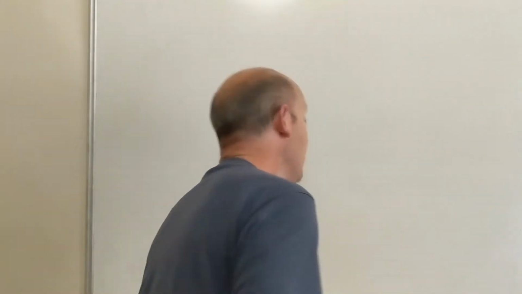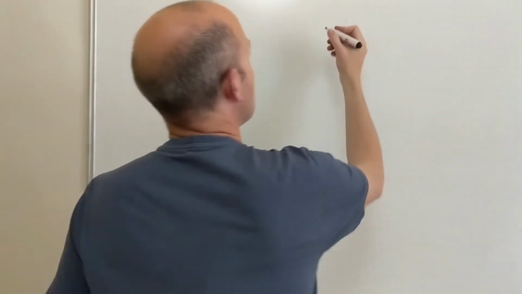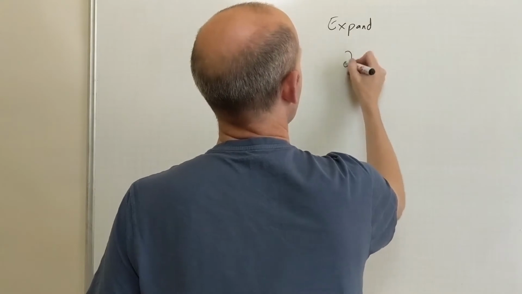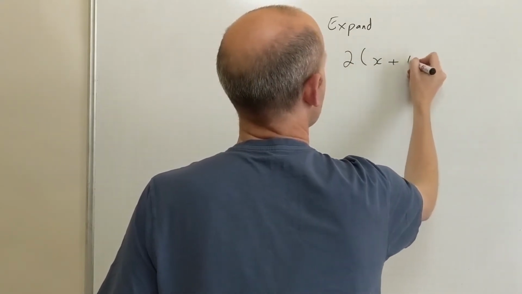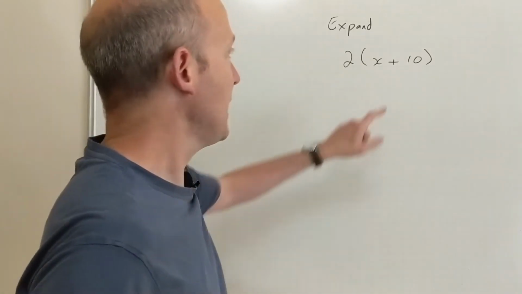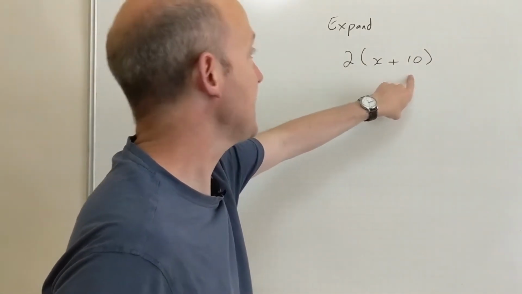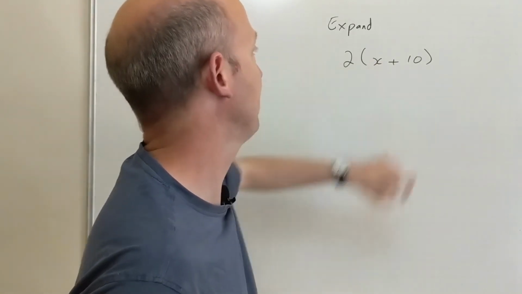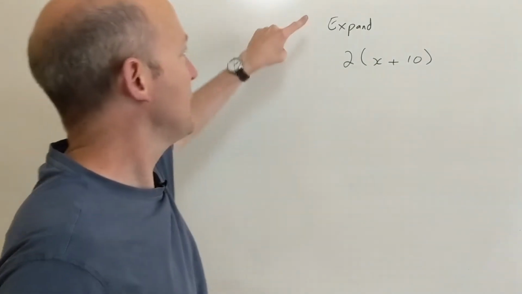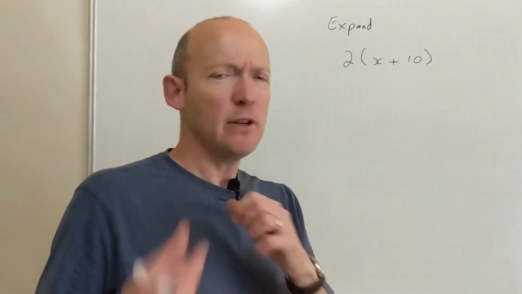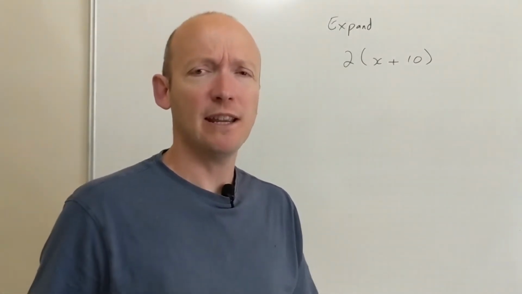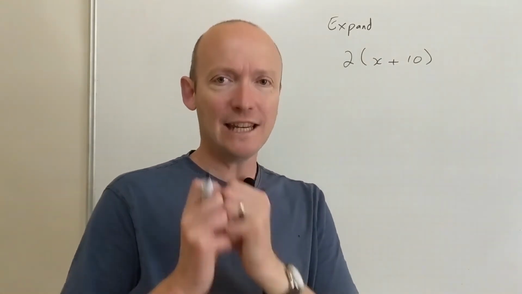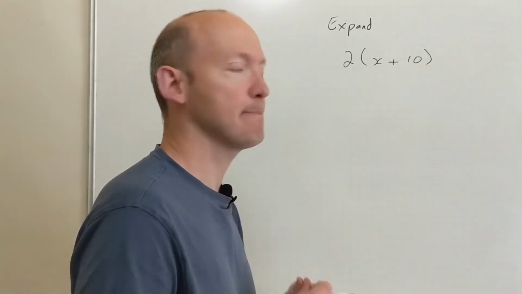Now let's look at how that relates to algebra. Supposing we saw this: expand 2(x plus 10). So here I've got an x and a 10. But I've got 2 lots of that, 2 groups of an x and a 10. And then we see this word here, expand. There's a few different versions of that. Expand, remove the brackets, multiply out the brackets, but they all mean the same thing. They mean find a way of writing this thing here without brackets.